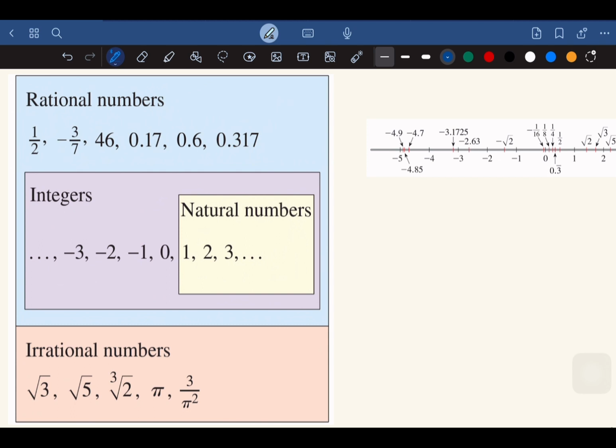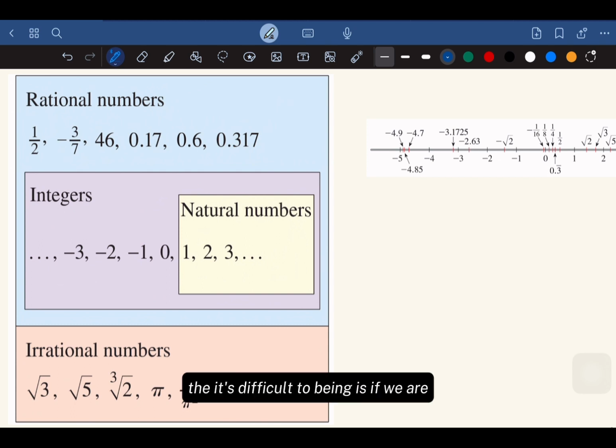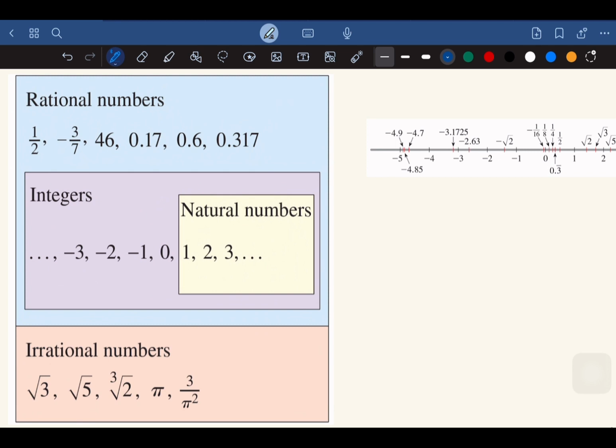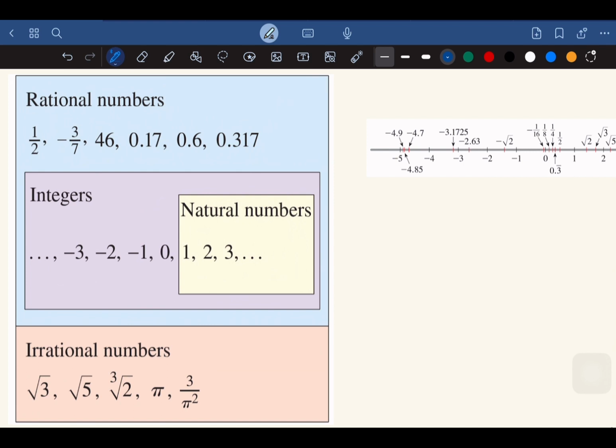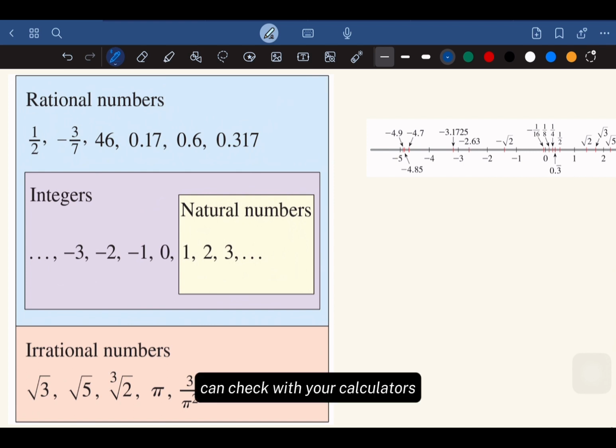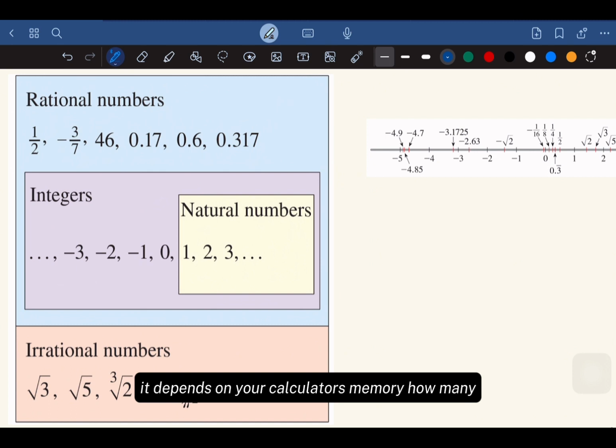Its definition being, if we are trying to compute this, we are going to have a lot of decimals, almost infinite decimals, right? You can check with your calculators. It depends on your calculator's memory, right? How many?